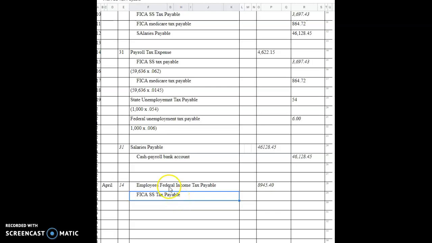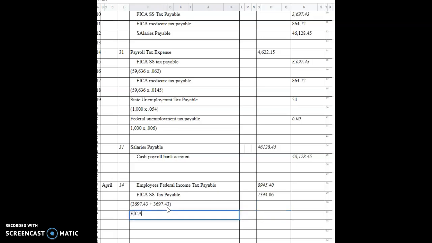Remember with this, this is employee plus employer. So it was the $3,697, but you have to take that times 2, because it is paid by both the employee and then the employer matches it. So our FICA Social Security tax payable is those two combined, $7,394.86. And I'm closing out on my 15 minutes here, so hopefully I get through this. If not, I'm going to start a new video and we'll just piece them together.